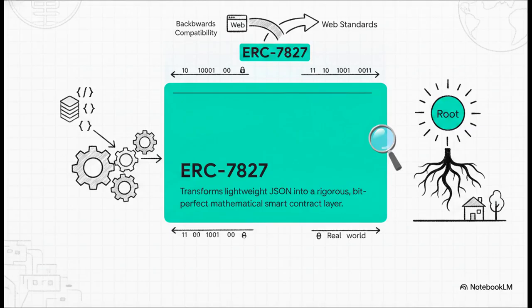And that anchor is the ERC7827 protocol. It introduces this concept of value version control, which basically takes your standard lightweight JSON and transforms it into an incredibly rigorous, bit-perfect, mathematical smart contract layer. It acts as the crucial protocol trunk, or root, locking down that bit-perfect version control while still being completely backwards compatible with the web protocols we're all already using.